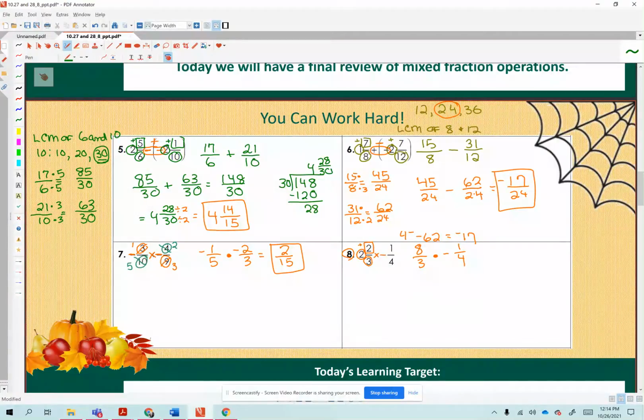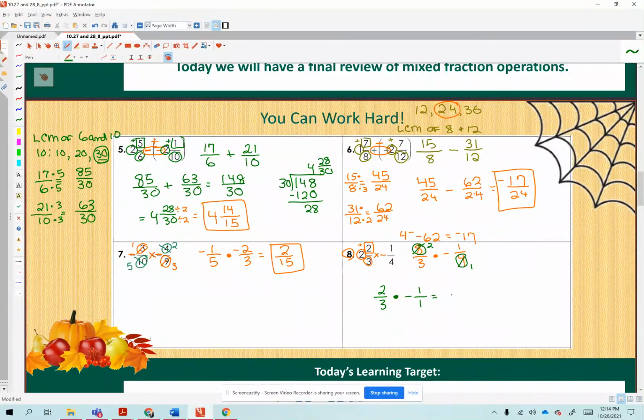The next thing I want to do is look and see if I can simplify this at all. I have a 3 and a 1 on the one diagonal, but then I have a 4 and an 8. So both of those are divisible by 4, and I will do that. Remember, smaller numbers are better numbers. So 4 divided by 4 is 1. 8 divided by 4 is 2. So now I can rewrite this problem as 2/3, look how much easier it's getting, times negative 1 over 1.